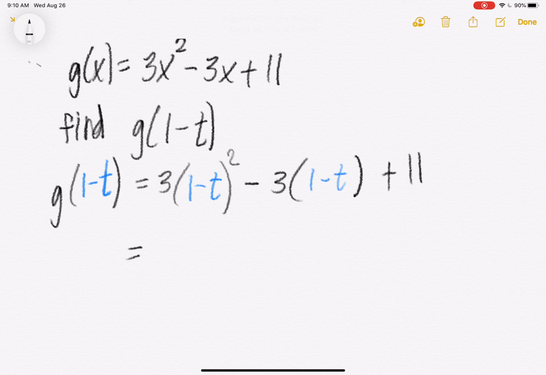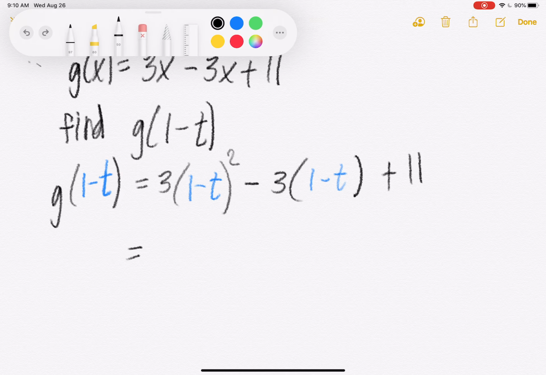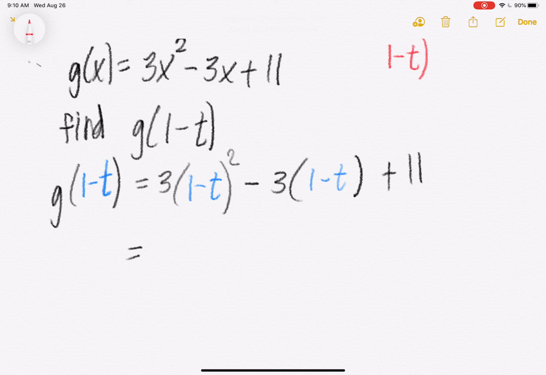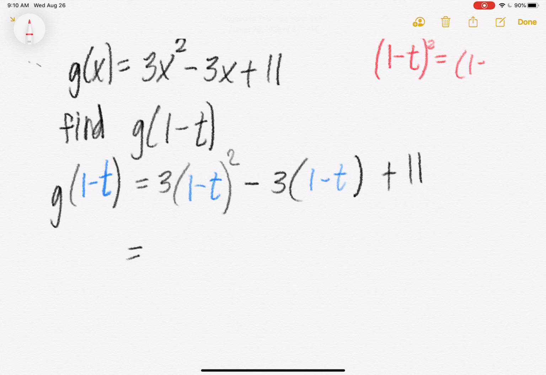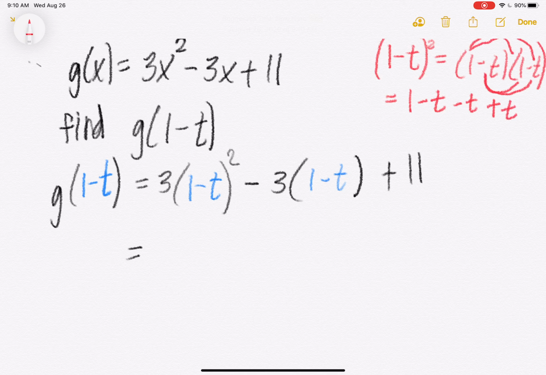In fact, if I go right here and let me do it in a different color, if I say what 1 minus t squared is, it's not simply 1 squared minus t squared. That's not the way that it works. When you square something, you multiply it by itself. So we have to use the FOIL method right here, and you get 1 times 1 is 1, and 1 times negative t is negative t, and now negative t times 1 is negative t, and negative t times negative t is positive t squared. So that is 1 minus 2t plus t squared.